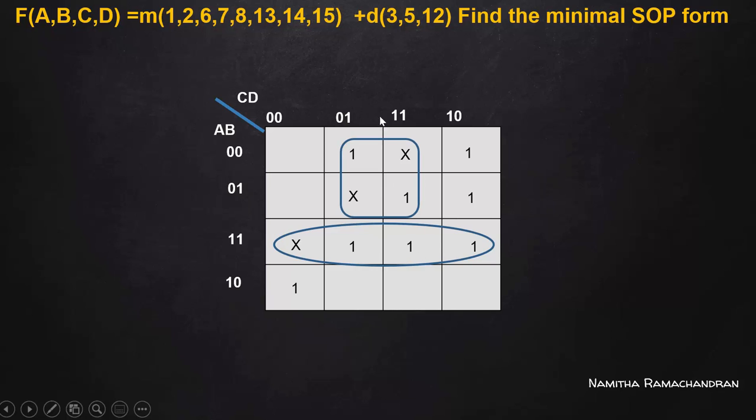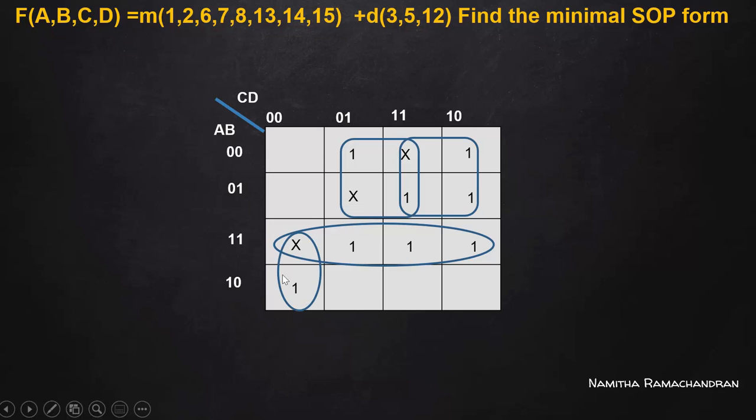Next, groups like this. In order to make a group corresponding to this one, if we are ready to consider these don't cares, then we can generate a group with 4 cells. Similarly, here also we can generate another group of 4 cells by considering this don't care. And here, this one is not yet included in any of these groups, so we need to make a group.